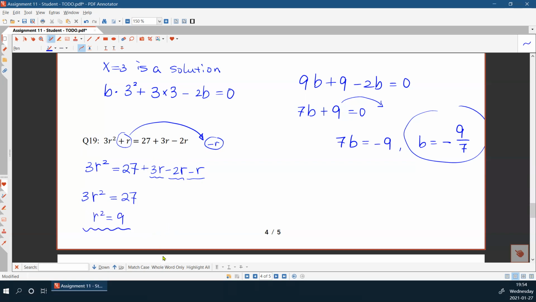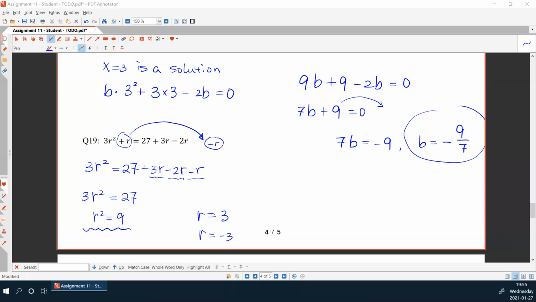And this is what you want to solve. R squared is 9. What is R? Can you tell me? This is where you can easily make a mistake or miss something. So could R be 3? Of course it can be, right? Because 3 raised to the second power is 9. Could R be minus 3? What do you think? Which one is correct? Or both of them are correct? Are they both correct?